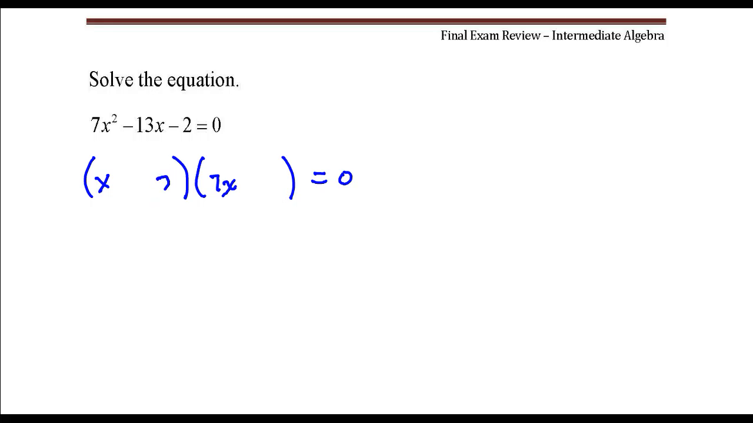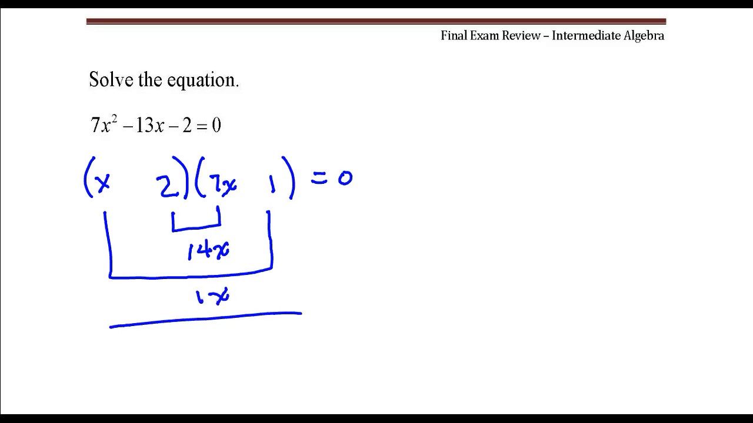So let's put the 2 here and the 1 here. We multiply the inner two terms. That's going to be 14x. And then the outer two, that's going to give me a 1x. Now, I can get negative 13x out of this if this 2 is negative and this 1 is positive. If this 2 is negative, that's going to give me a negative 14x, and then the positive 1x. If I add those two terms together, I'm going to get a negative 13x, and that's what I'm looking for here as this middle term. So that's the correct factorization.